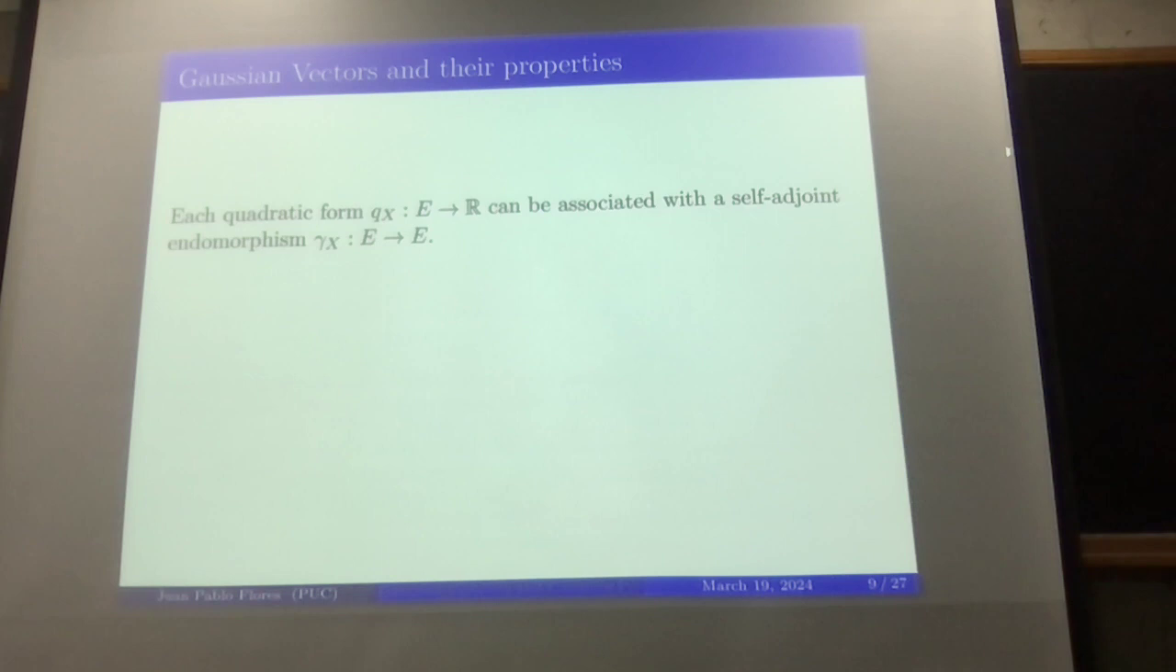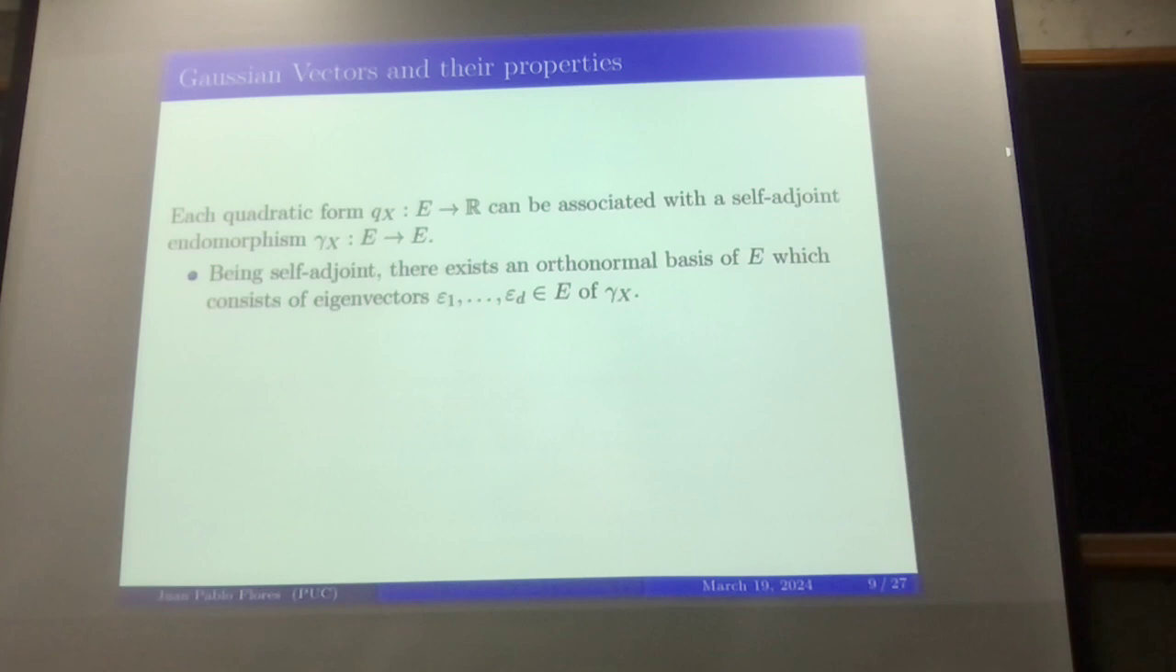Another fact about these Gaussian vectors is that we have a quadratic form that is used to compute the variance of these inner products. To this quadratic form, you can associate a self-adjoint endomorphism, a symmetric matrix. Since this endomorphism is self-adjoint, it must have all its eigenvalues non-negative, because it is a variance.